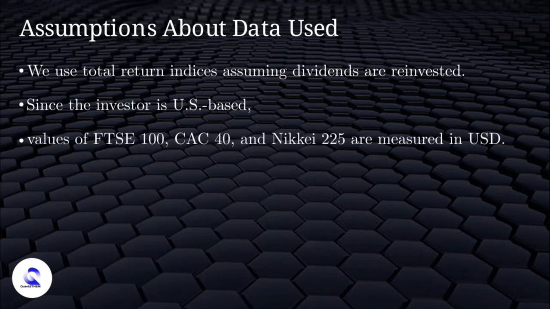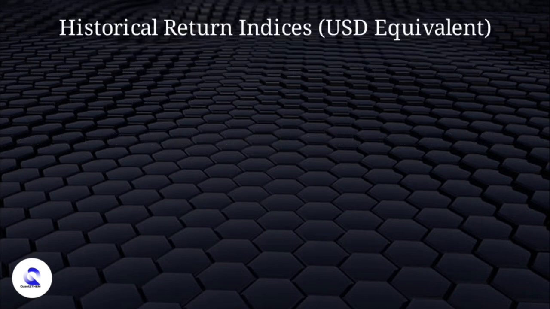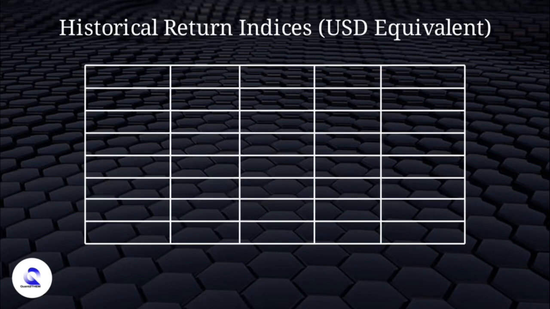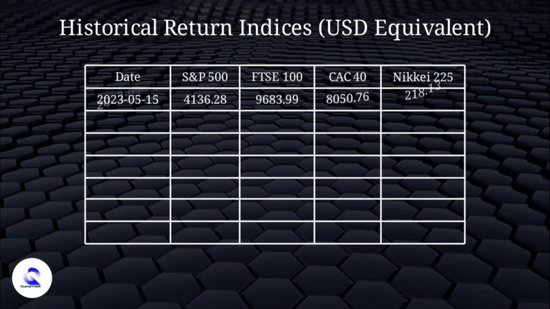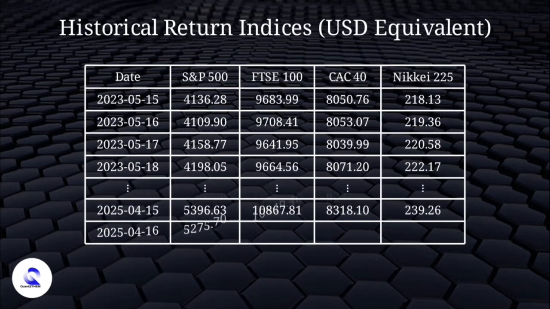Therefore, the values of FTSE, CAC, and the Nikkei are converted into US dollars using the corresponding exchange rates. These assumptions ensure consistency and realism when simulating potential loss or gain in the portfolio. To run our historical simulation for VaR and expected shortfall, we need historical index data, all converted into US dollar equivalent value. This table shows a small sample of the daily return indices for S&P, FTSE, CAC, and Nikkei.